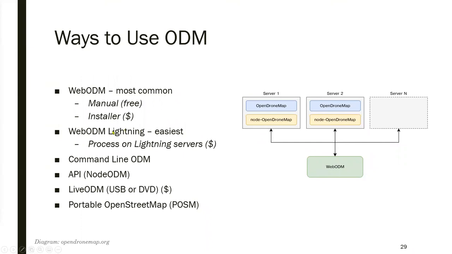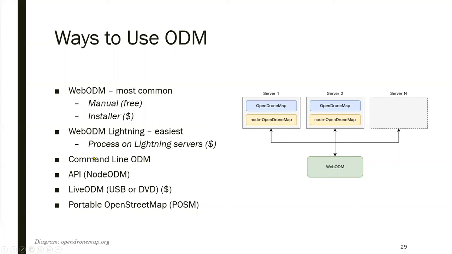WebODM Lightning is the easiest way to get started. Even though you're processing on Lightning servers, because there's a free kicking-the-tires credits situation, you can just try it out for free. And so it's easy to install. It's easy to just set up some photos and run. And that's what we'll be doing in a minute. So it's the easiest to do, but it does kind of commit you eventually to processing on the Lightning servers for a nominal fee, if that's what you want to do. It's a great situation for a lot of people, so don't shy away from it, but that's one thing to know about Lightning: you're going to end up using their network and paying them a little bit.